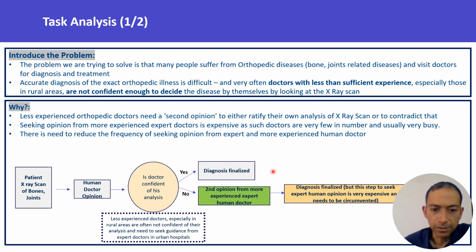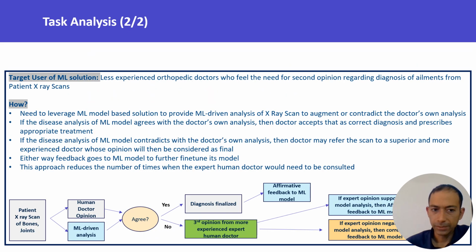The scan will be sent over email. He will respond. He will charge a higher fee. So this becomes a bottleneck because the rural doctor is not confident enough. He wants a second opinion from a more experienced doctor, and that's a bottleneck. So that's the problem which we have identified and which we are trying to solve. The target user of our ML solution is the less experienced doctors, especially in the rural areas, who feel the need for a second opinion on analyzing the X-ray scans from their orthopedic patients.